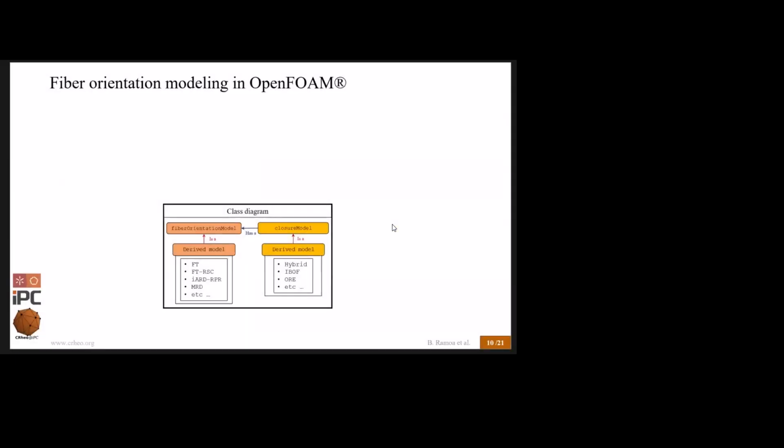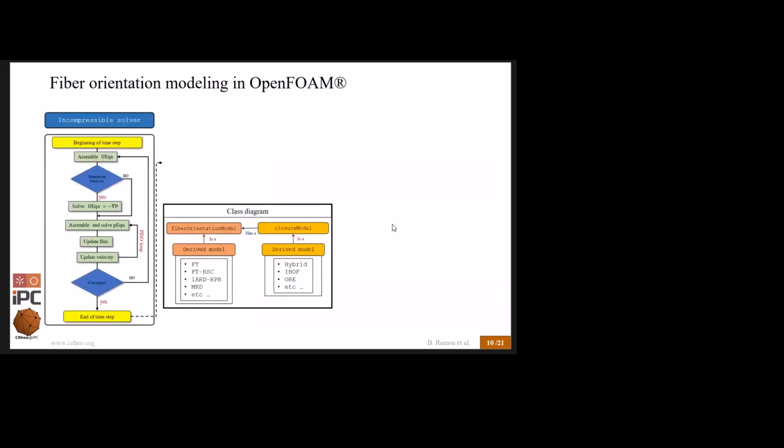Okay. How have we implemented this inside OpenFOAM? We have created a class for fiber orientation models. We have the models that we showed before in purple. We have a couple of closures that are the most used in commercial software, and we have built this into a class for fiber orientation. How are we envisioning that this class would be used?